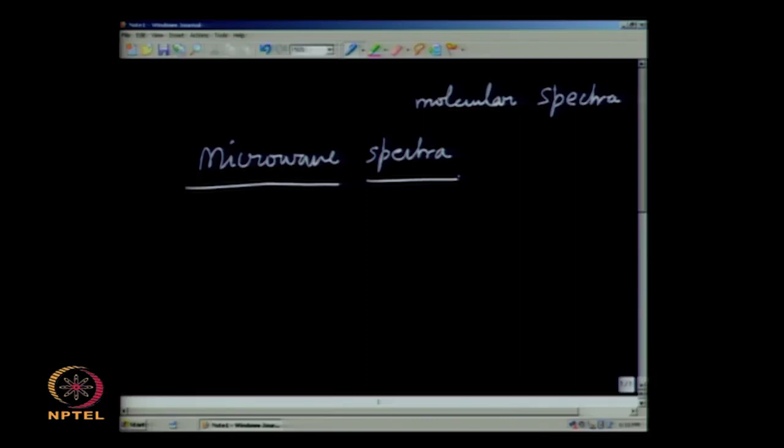Let me give you in detail some of the reasons why we have to study microwave spectra. If you want to know the geometry of the molecule or the equilibrium structure of the molecule, and if the molecule possesses a dipole moment, then in the gas phase, microwave spectra give you the most accurate geometry data that you can obtain.